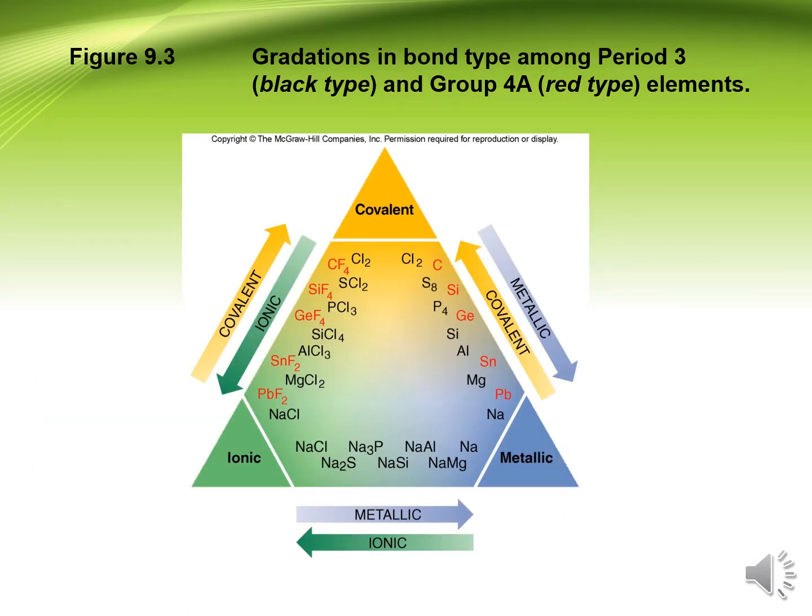This figure shows you the trend of bonding among period 3 and group 4, and you can see here the metallic bonding increases down the group and the covalent property increases across the period. Check the periodic table and relate the bonding trend with the position of the element in the periodic table.